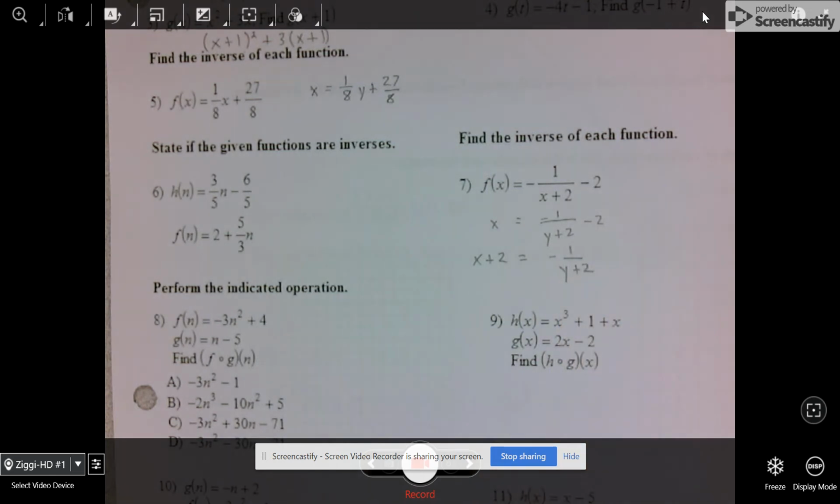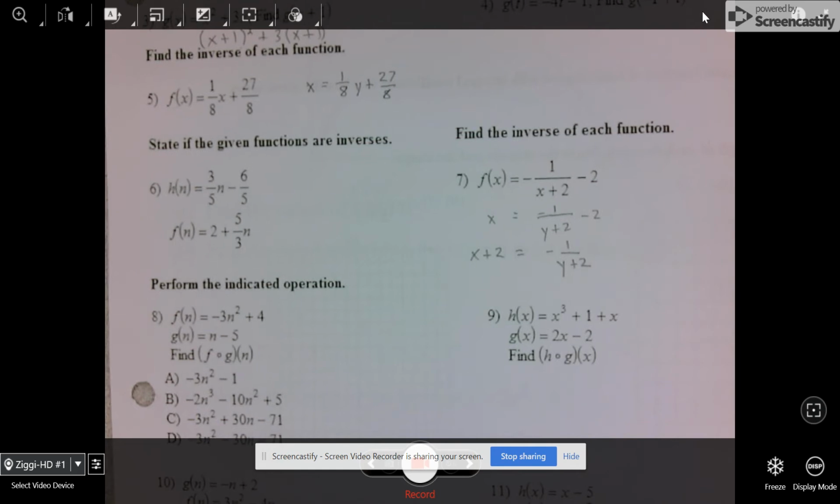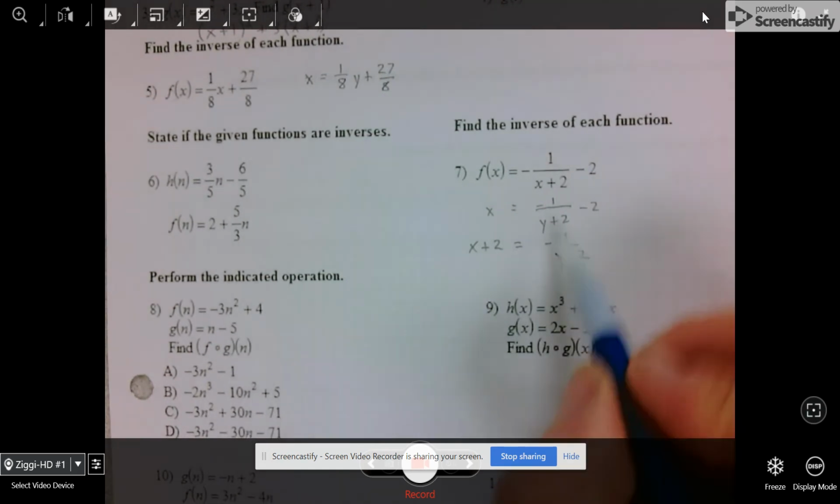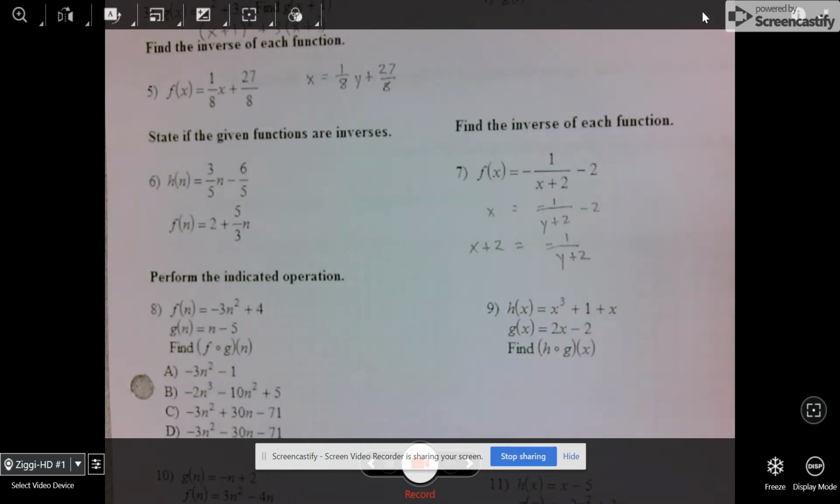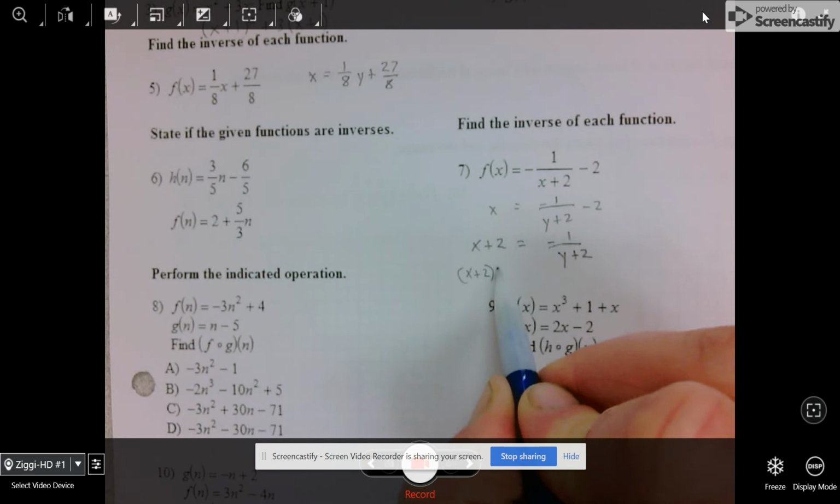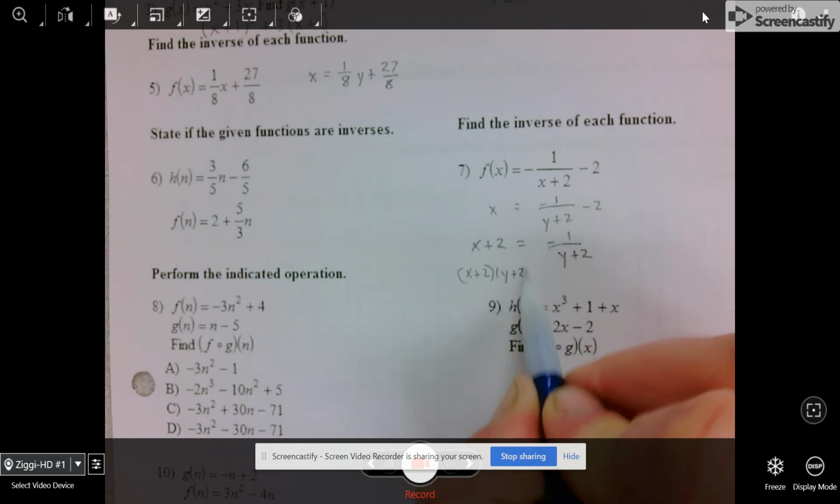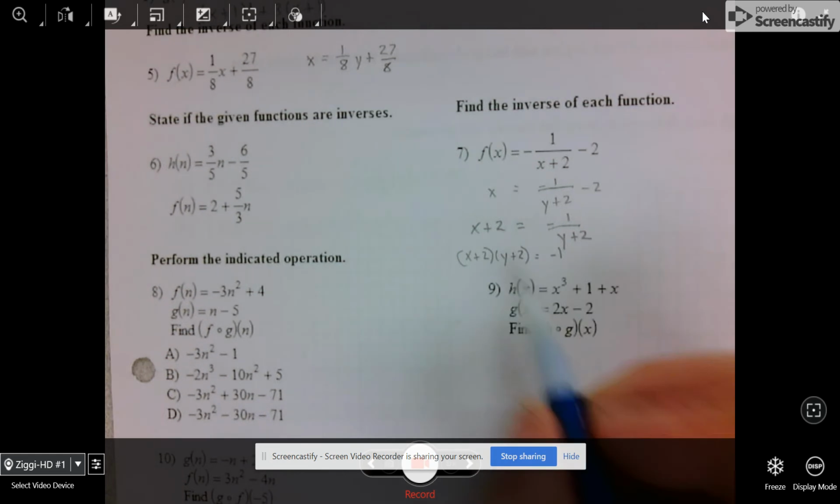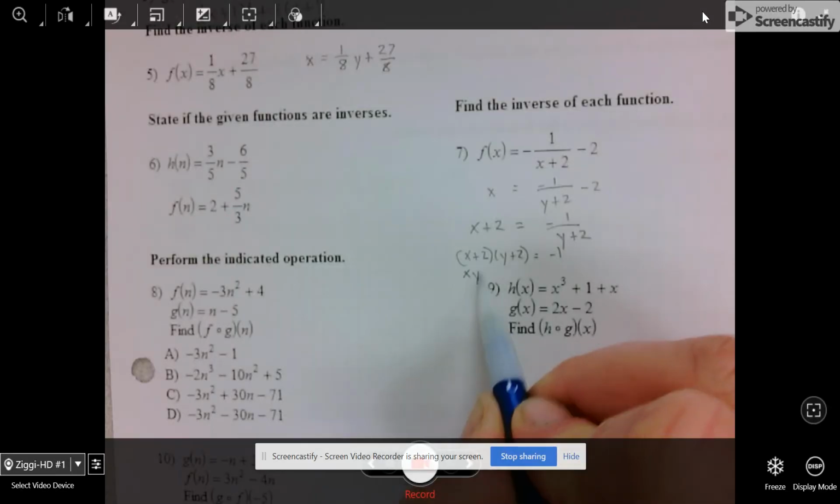And so the problem is when we go to multiply this out, to get rid of the fraction, to get the y out of the denominator, it's going to be a little bit messy. So I have x plus 2 times y plus 2 equals negative 1. So I'm going to just multiply: xy plus 2x plus 2y plus 4.